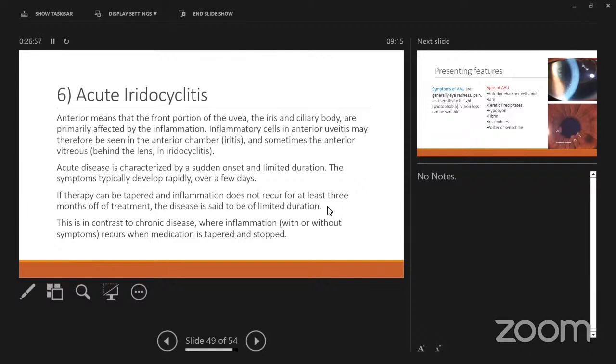Acute disease is characterized by sudden onset and diminution of vision. Symptoms typically develop rapidly over a few days, but it is short-lived, that is, of limited duration. If the therapy can be tapered and inflammation does not recur for at least 3 months of treatment, then the disease is classified as acute but of limited duration. In contrast, in chronic disease, the inflammation will recur after the medication is tapered or stopped.